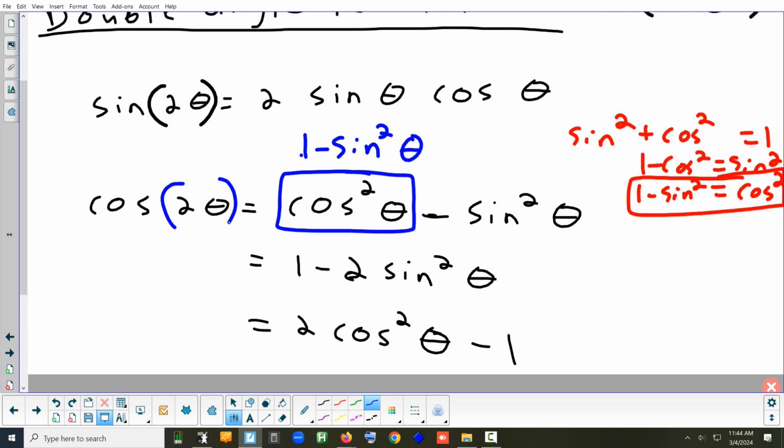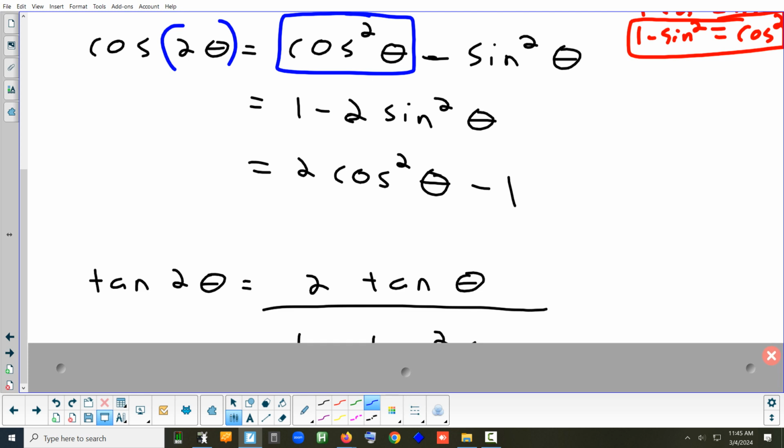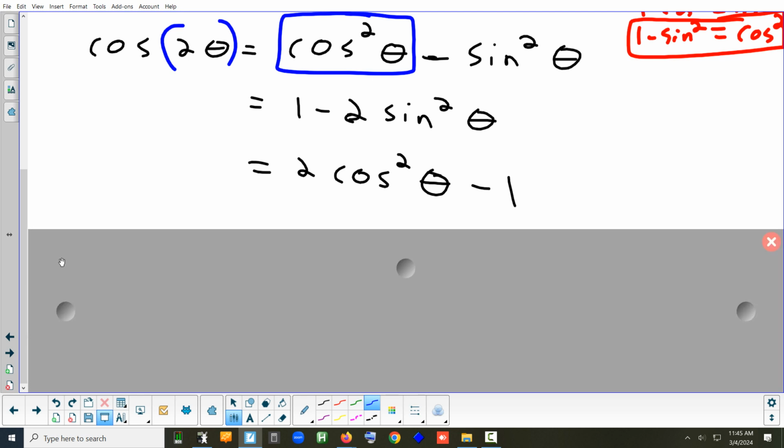In general, the higher the number is inside the parentheses, the harder it is to get rid of. If this number was like a 12 or 13, that's going to be pretty hard to get rid of. It's going to be pretty long, a lot of steps. But 2 is kind of what we work with. There is a tangent one, but we're not doing the tangent, just the sine and cosine.